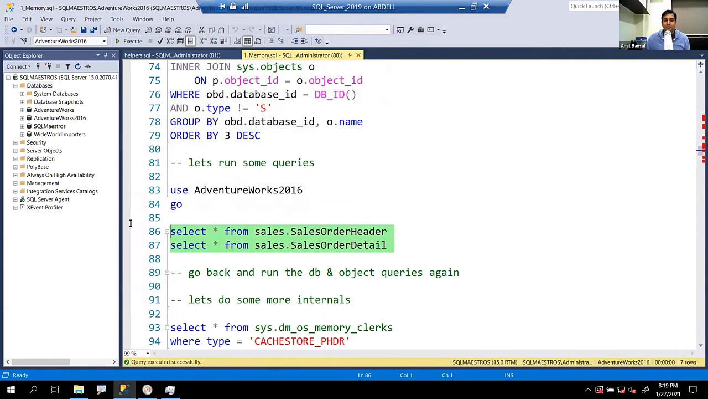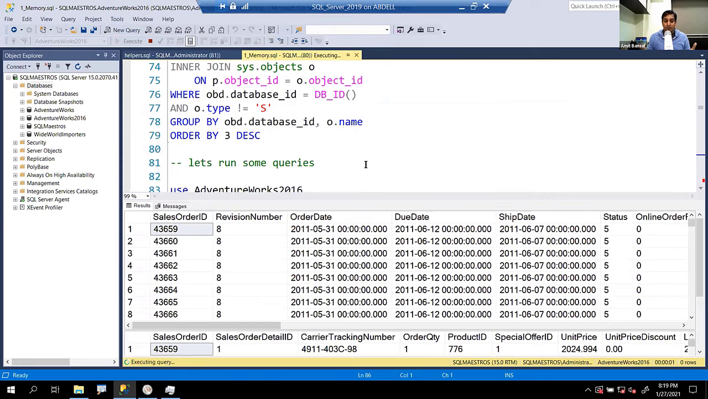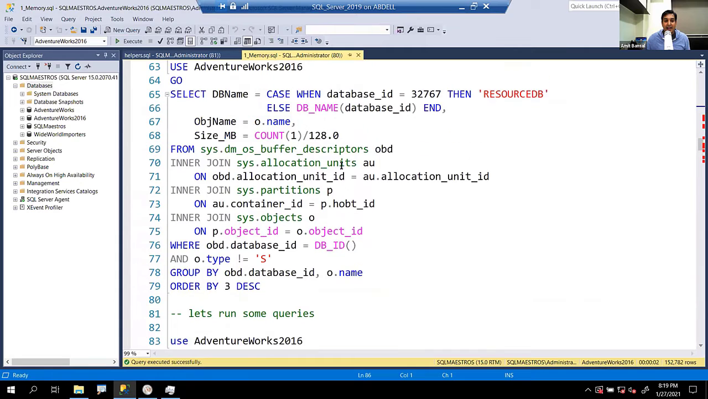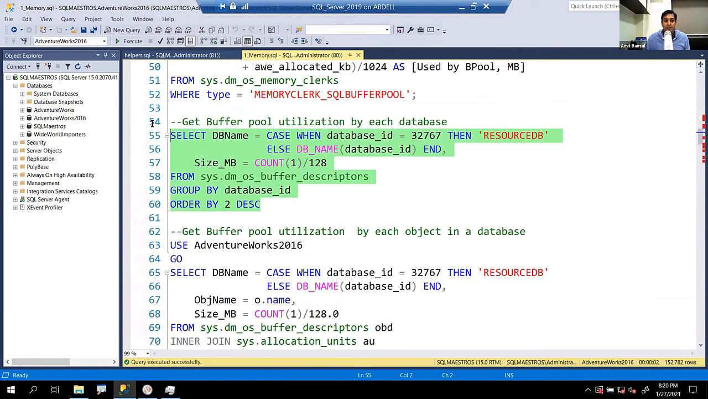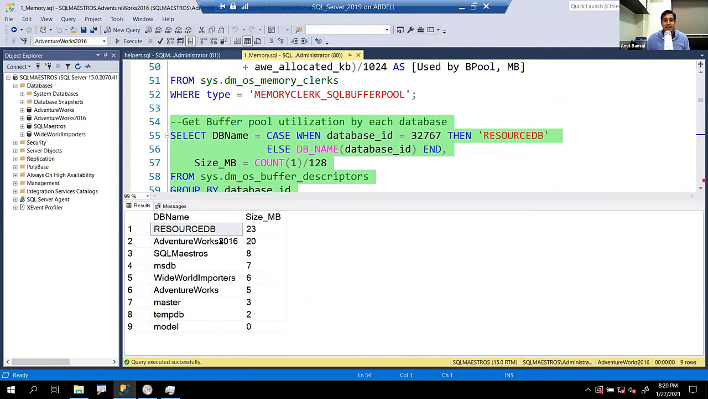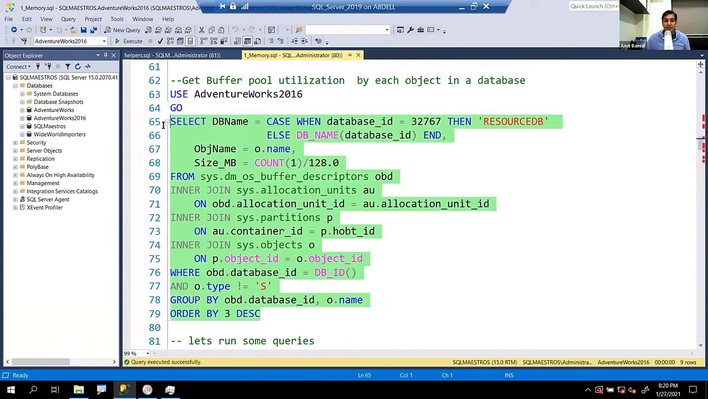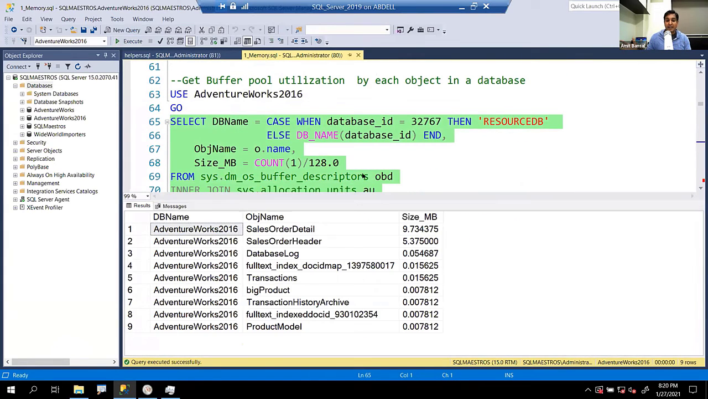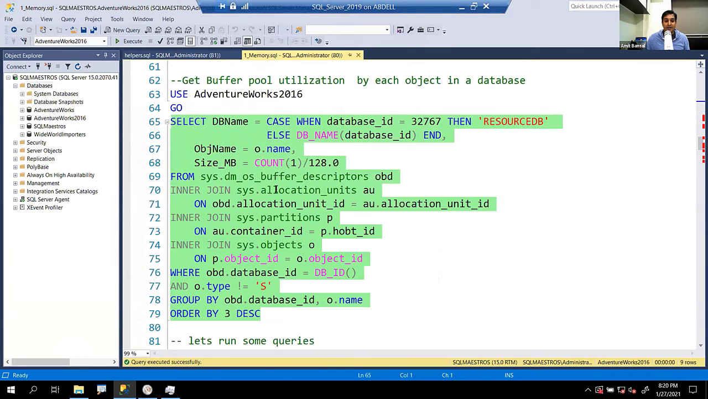So in AdventureWorks, I'm just simply going to run select star from sales order header and sales order detail. The moment you fire these queries, the workloads' data pages are being read from disk into memory. And if we go back and try to first find out memory consumption database-wise, you can see AdventureWorks 2016 pops up in the top 3 and is consuming about 20 MB. And inside AdventureWorks 2016, which tables have their data pages in physical memory? That is about 9 MB and 5 MB for these two tables, sales order detail and sales order header.